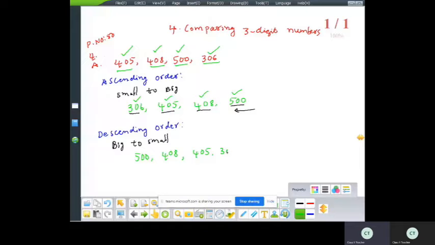Arrange the numbers from big to small, or from the given numbers, which is the biggest one? 500 is the biggest one. Next biggest number is 408. Next one, 405. The final smallest number is 306. This is called descending order. Dear children, remaining B, C, D are homework. This homework you write in textbook only. That is page number 50, question number 4. You have to complete this homework B, C, D in textbook only.